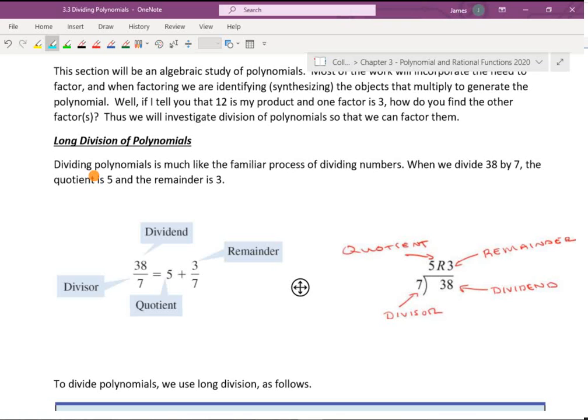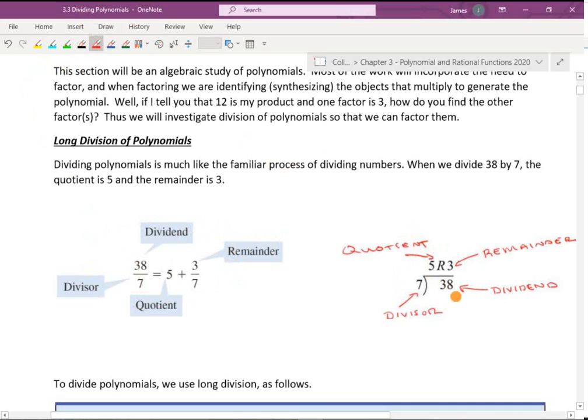When I take 38 divided by 7, 38 is called my dividend, and 7 is the divisor, right? Then when I look at my answer, 5 is my quotient. 3 would have been my remainder. And we write our remainder over our divisor, so that's where we get our 3/7. So 5 and 3/7 is the same thing as 38/7. Okay. So that's one way that we might have learned it.